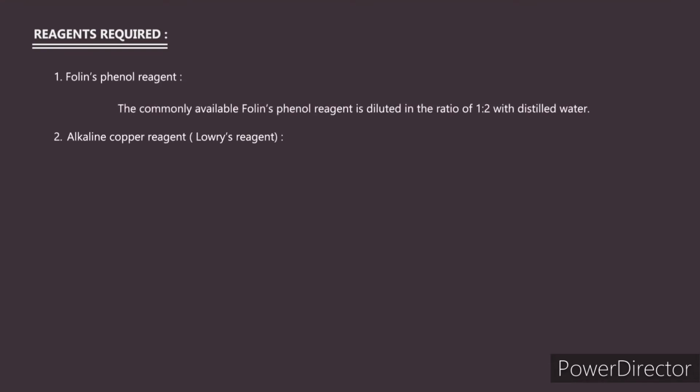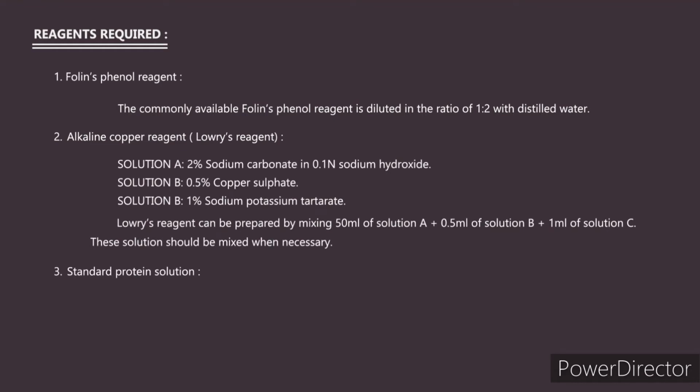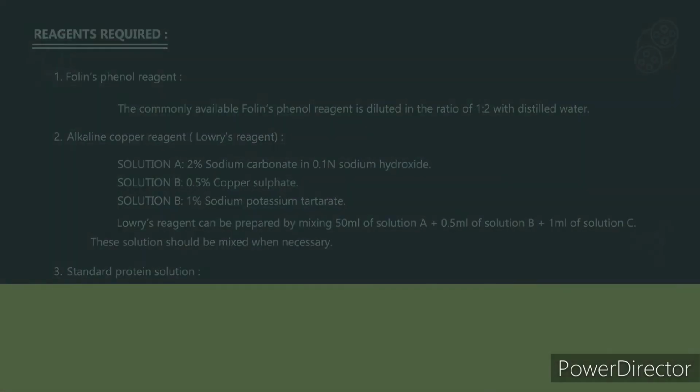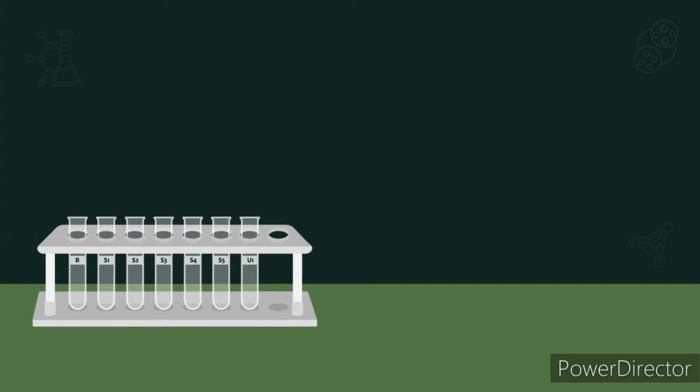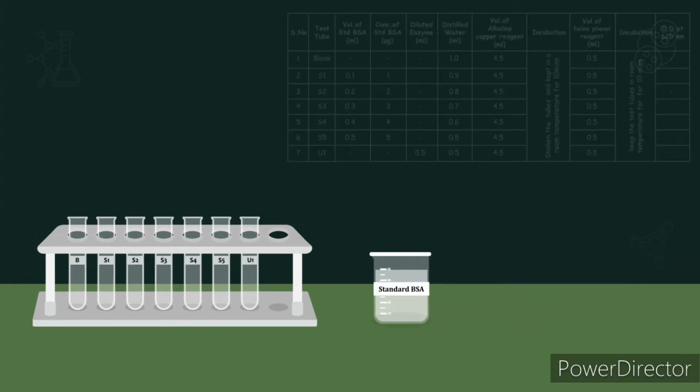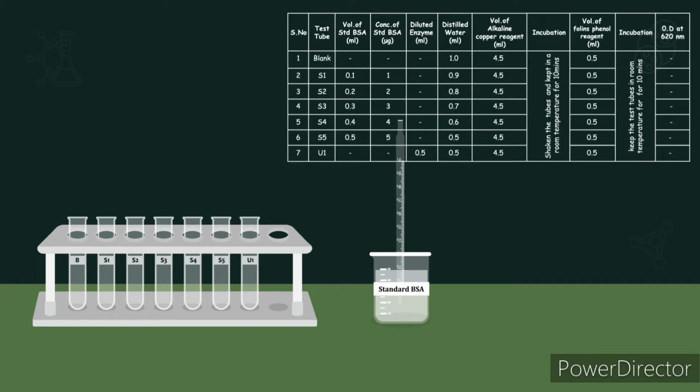Now the estimation of protein. Basically Folin phenol reagent and the alkaline copper reagent, which is Lowry's reagent, the famous Lowry's method, using copper sulfate and sodium potassium tartrate. This Lowry's method is read out at 620 nanometer. The DNS method of maltose is 520 nanometer.